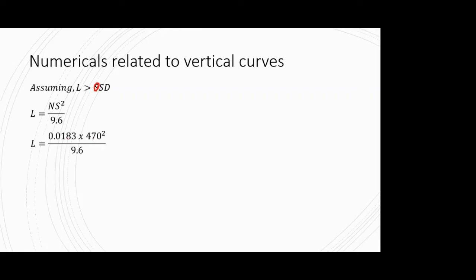So simply substituting the values, you know the deviation angle, you know the OSD. The length comes out to be 421. Now our assumption was that the length of your summit curve will be greater than OSD. But clearly that is not the case. Length is 421, whereas the OSD value is 470. So our assumption has failed, and you can't take this value for design purpose. Now you have to go for the second assumption, that the length of summit curve is less than SSD. Sorry, less than OSD.